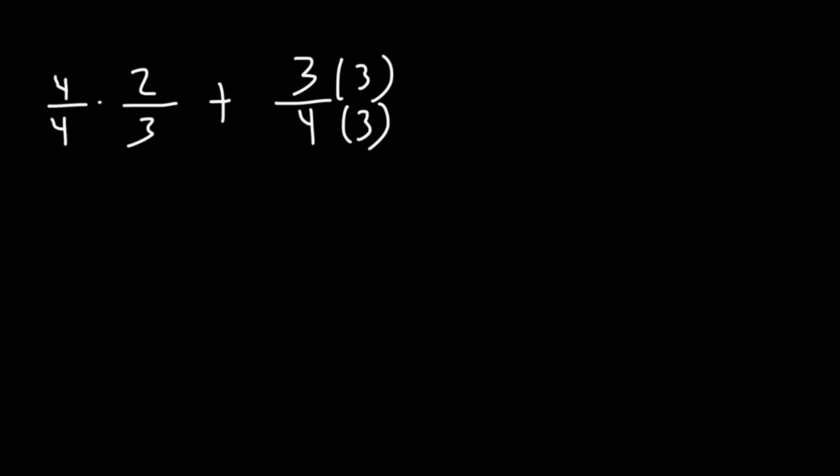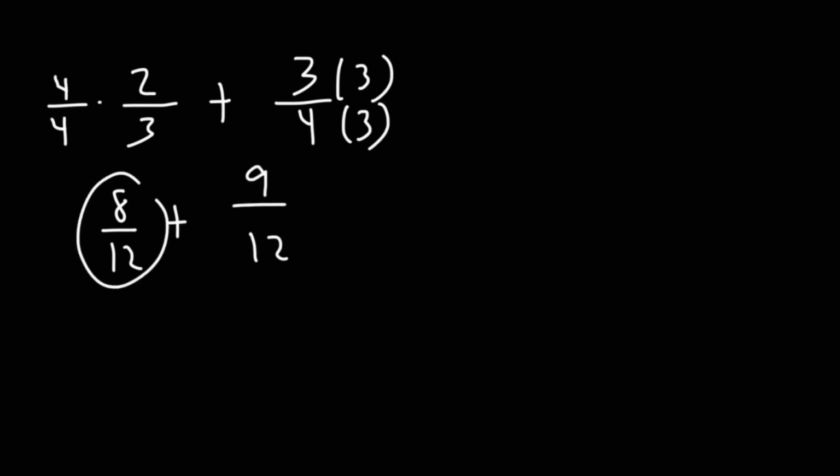At the same time, the value of the fraction doesn't change. 4 over 4 is 1. If you multiply 2/3 by 1, it remains 2/3. 3/3 is 1. Multiplying 3/4 by 1, the value of the fraction stays 3/4. 4 times 2 is 8. And then 4 times 3 is 12. 3 times 3 is 9. And 4 times 3 is 12.